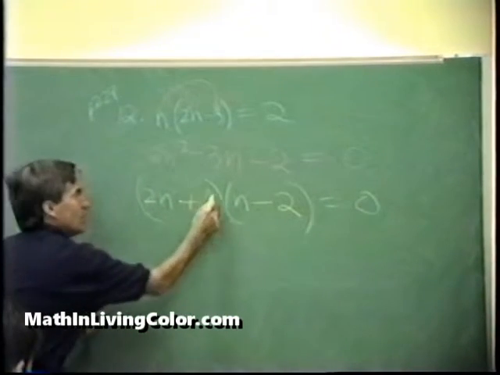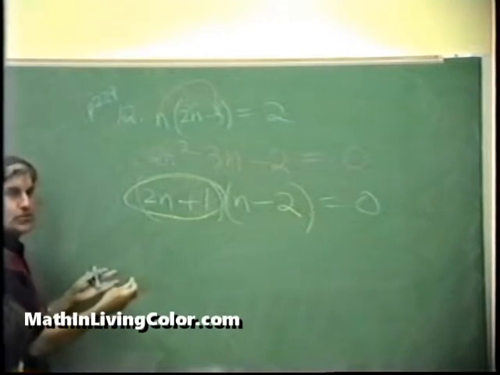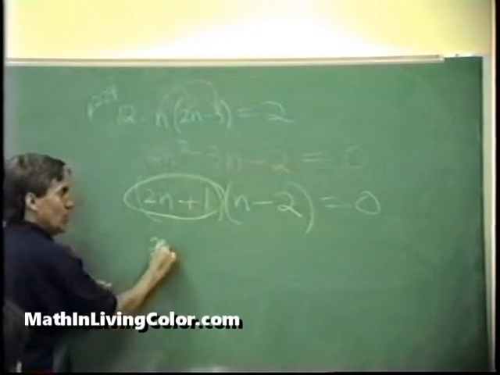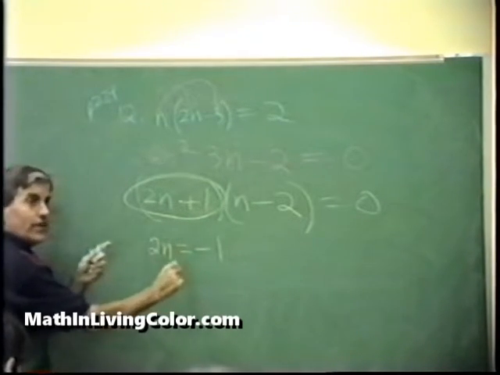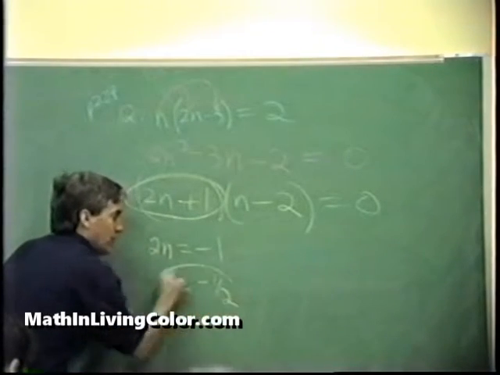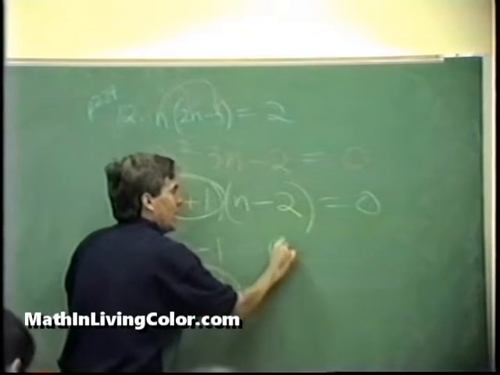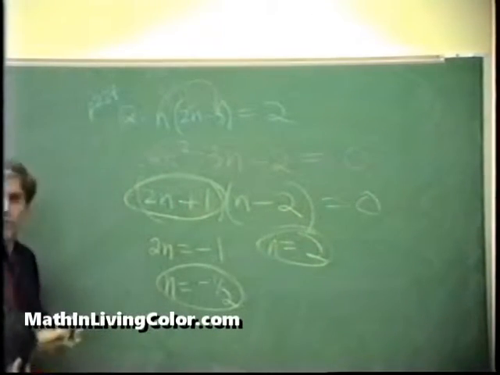And now, can you zero this out for me? What would it have to be? You might need 2 steps on that one. 2n equals negative 1, and therefore n equals negative 1/2. And the other one, n equals 2. N equals 2. Any questions on that?